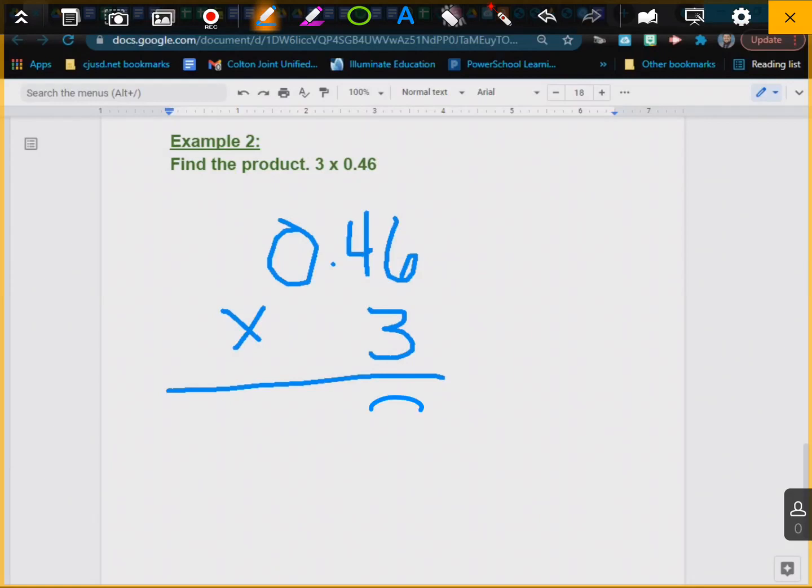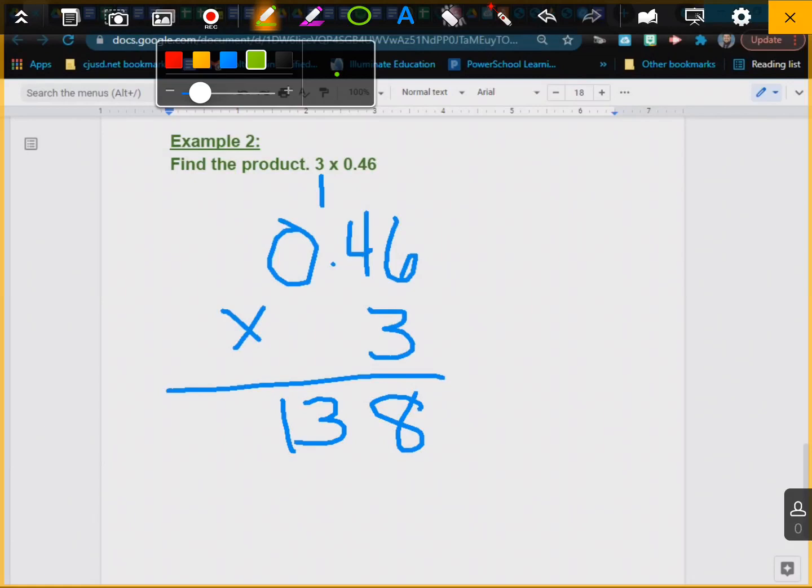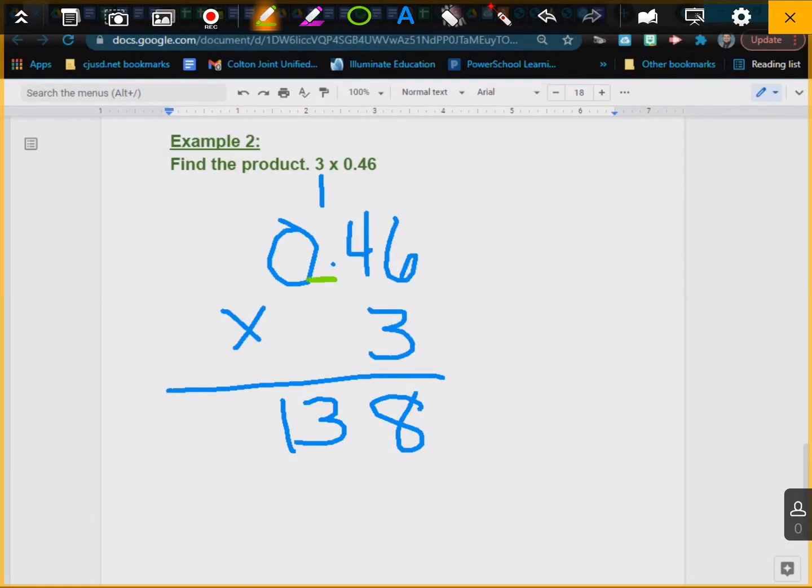3 times 6 is 18, carry the 1. 3 times 4 is 12, plus 1 is 13. Now, how many do I have behind the decimal? Here's the decimal right here. And I have 1, 2. So I go 1, 2. And you see that my answer is the same as before, 1.38. So you can do the model or you can do the algorithm when you do the math. Either one, it doesn't matter to me. But that's how you do it.